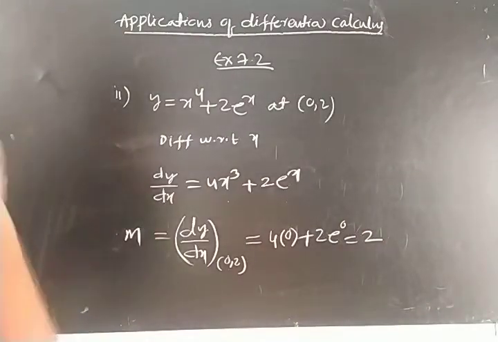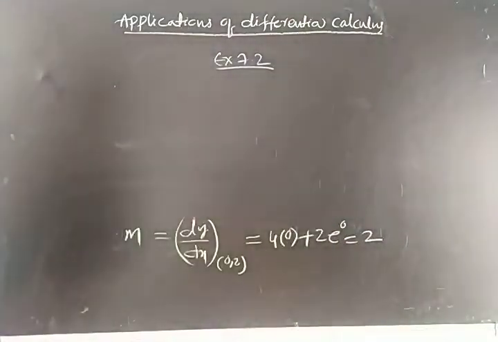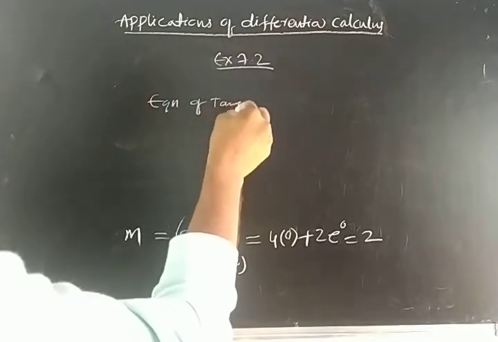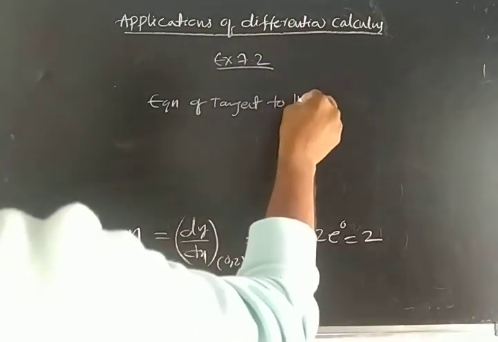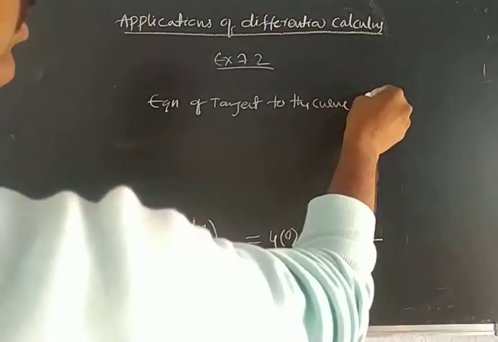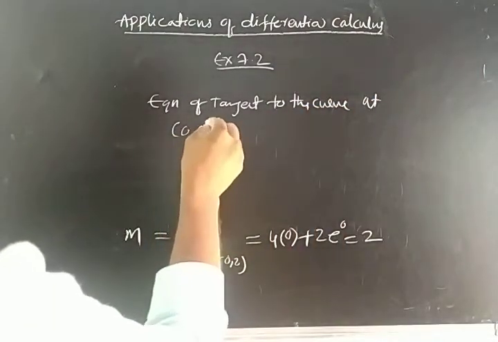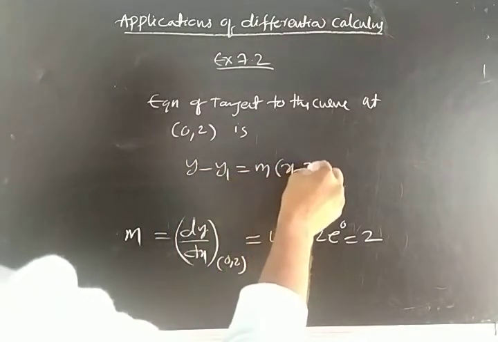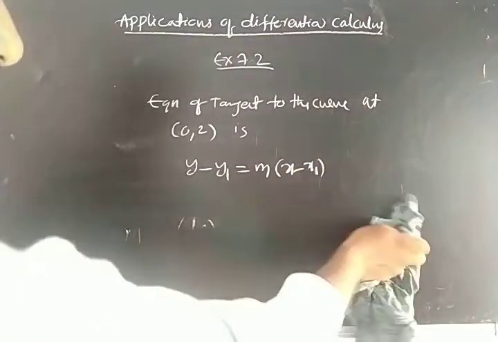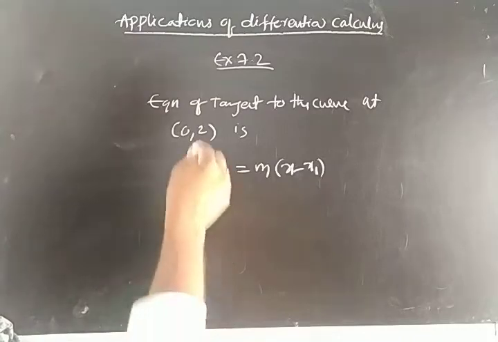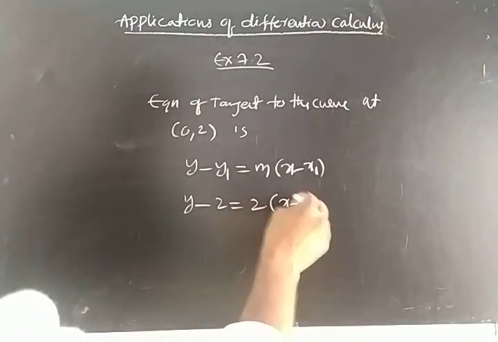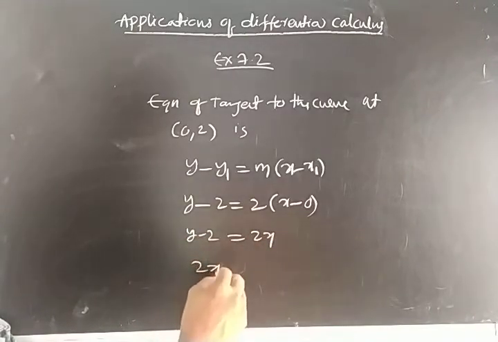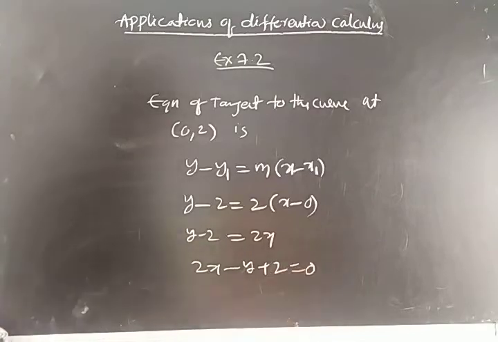Now I am going to find the tangent equation at (0, 2). Equation of tangent to the curve at (0, 2) is y minus y1 is equal to m into x minus x1. M is 2, slope is 2. So y minus y1 is 2, slope also 2, x minus x1 is x minus 0. So y minus 2 is equal to 2x. So 2x minus y plus 2 equal to 0 is the equation of tangent.